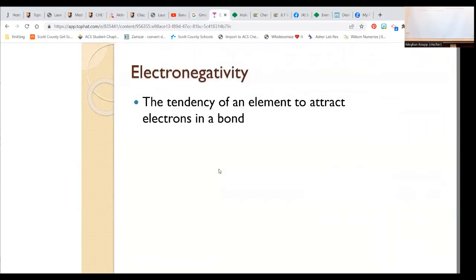All right, electronegativity. The tendency of an element to attract electrons in a bond. So we said this is what's determining where the electrons are going to go. So when I say oxygen is more electronegative, we're saying oxygen has a tendency to attract the electrons in the bond. So the bond is made up of two electrons, and the two atoms are playing tug of war with it. The one that is more electronegative is stronger at pulling those electrons towards itself.